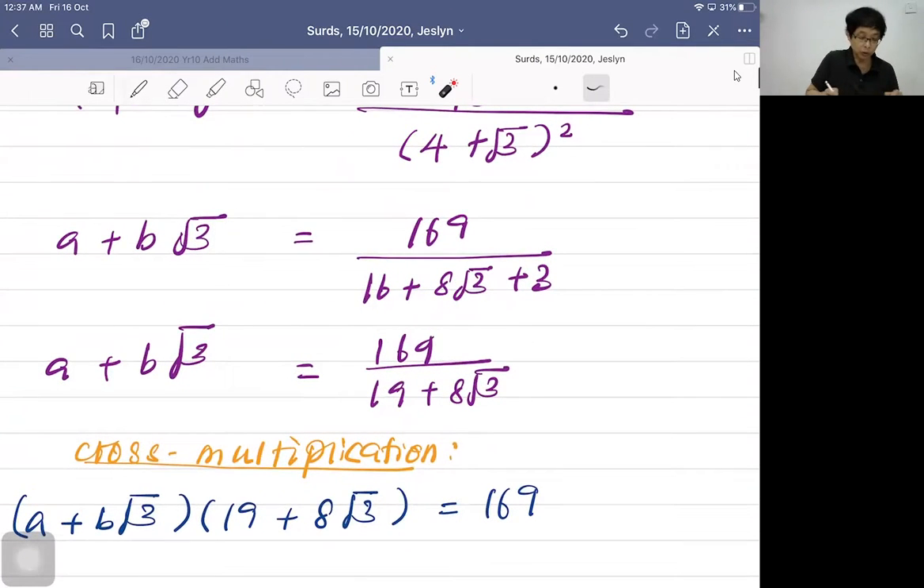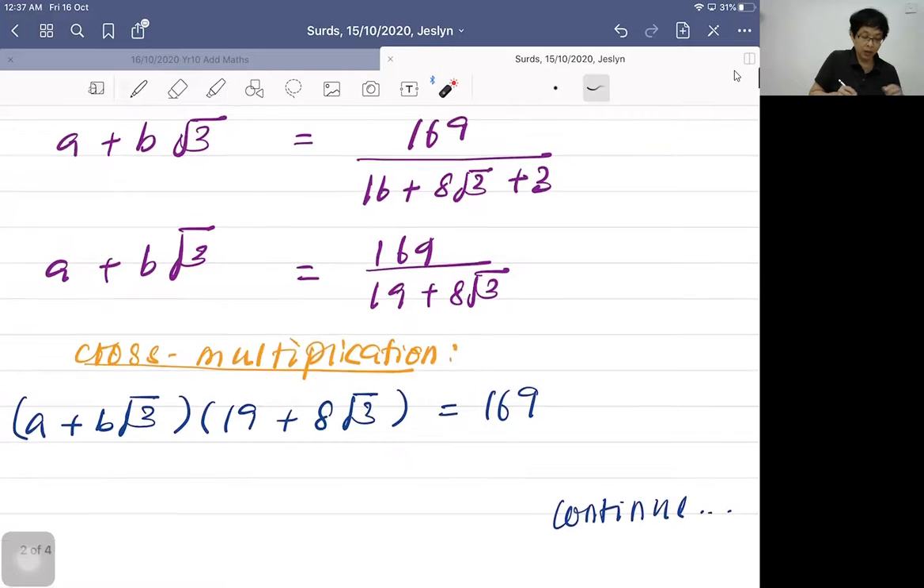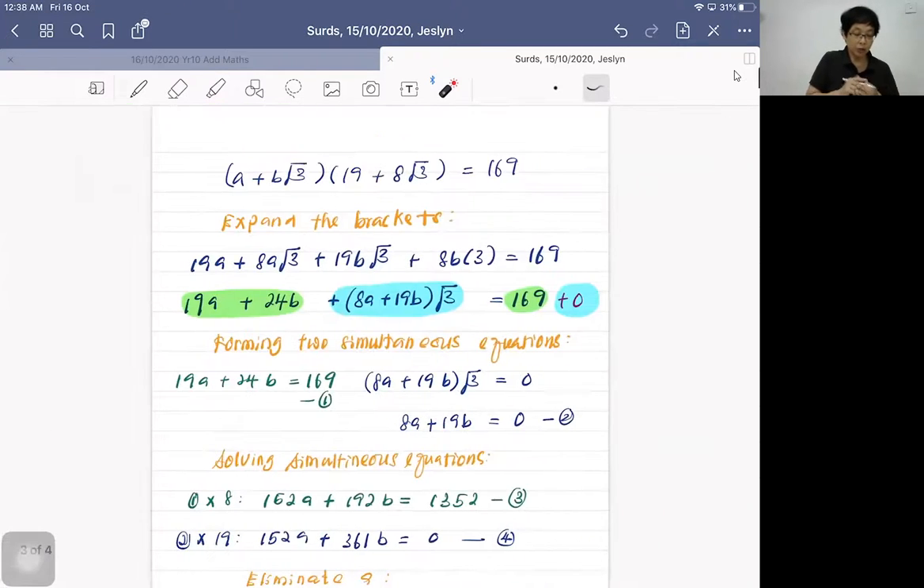So what I wanted to do is, instead of the fraction on the right-hand side, make it into one single row statement. So I suggest we do a cross multiplication, and that leads us to this: (A + B√3) multiplied by (19 + 8√3) equals 169. Let's continue to the next page.